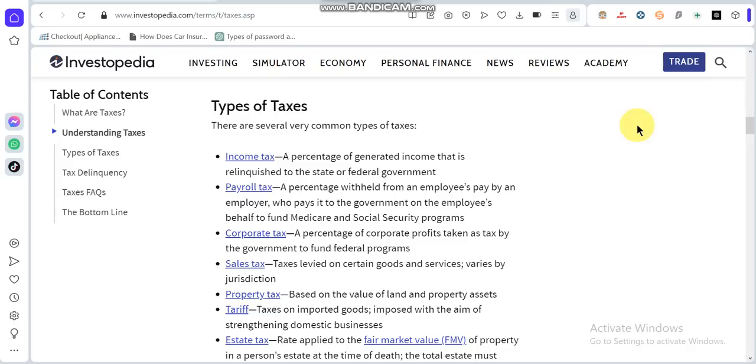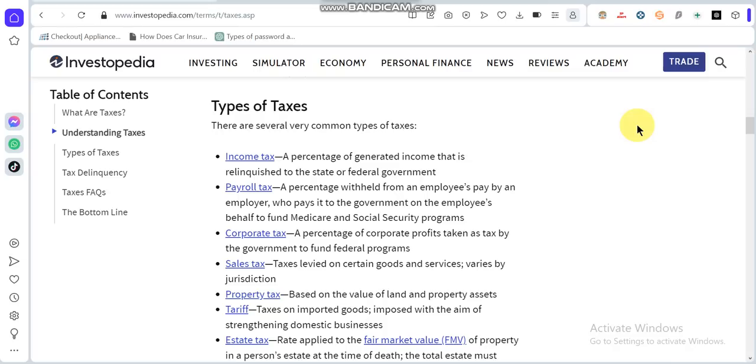Income tax, a percentage of generated income that is relinquished to the state or federal government. Payroll tax, a percentage withheld from the employee's pay by an employer who pays it to the government on the employee's behalf to fund Medicare and Social Security programs. Corporate tax, a percentage of corporate profits taken as tax by the government to fund federal programs.